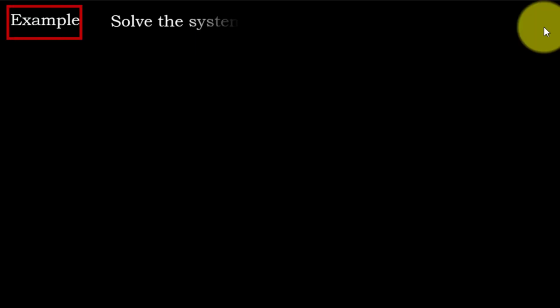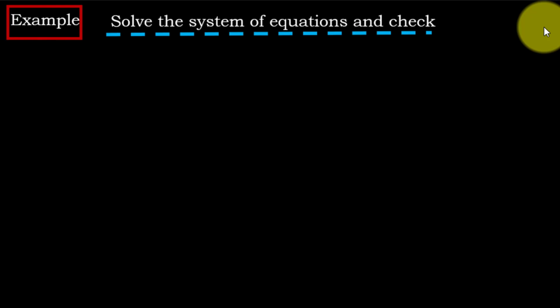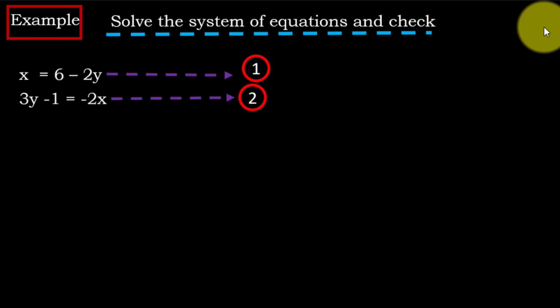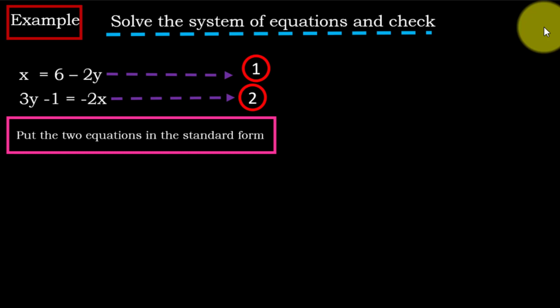Example: solve the system of equations and check. You can check your answer as we studied before by eye. x equals 6 minus 2y, this is the first. 3y minus 1 equals negative 2x, this is the second equation. If you look at the system now, the system is not in the standard form. So the first step, put the two equations in the standard form.